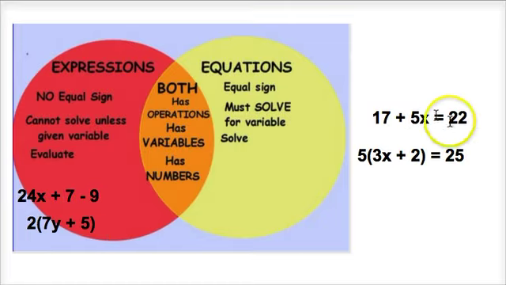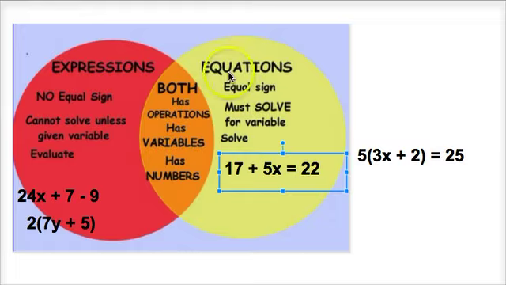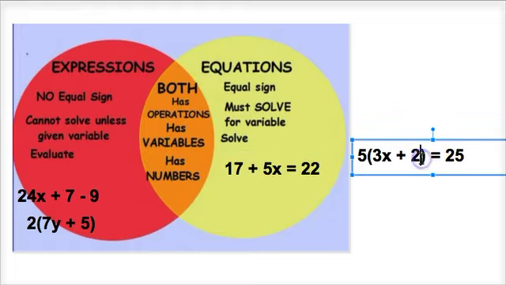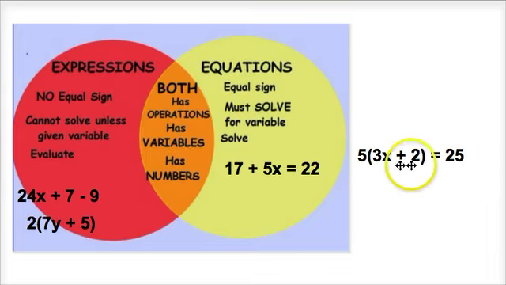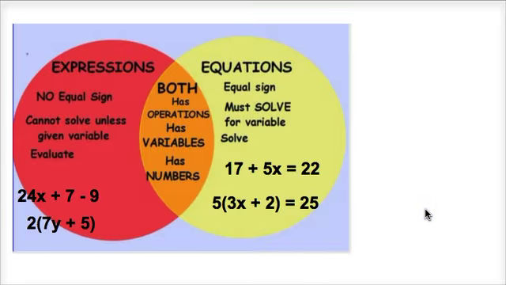Now I'm noticing here is an equal sign. I have terms on one side, I have an equal sign, and I have a term on the other. And because it has an equal sign, I know this is going to be an equation. This also has terms on one side, a term on the other, and an equal sign. So I know this is going to be an equation.